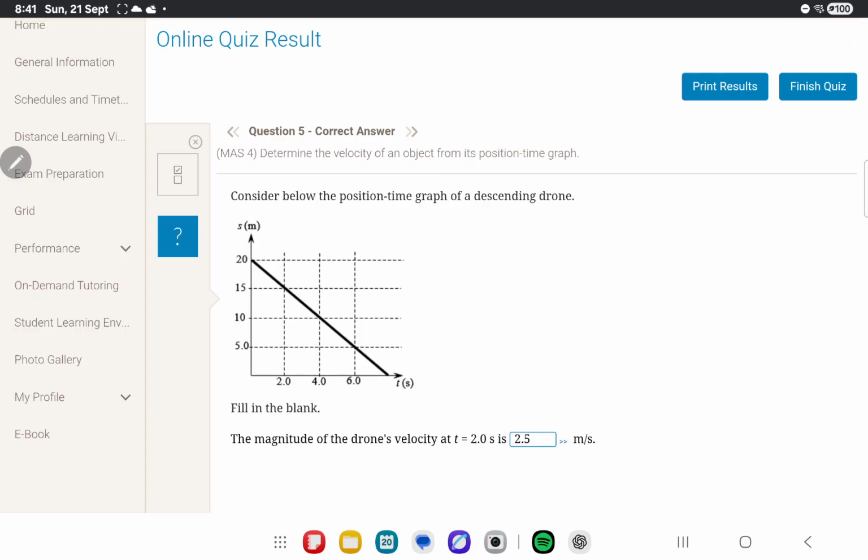Question 5. Here is where people will get confused: they'll skim reading the question, and they won't see that this is just asking for the magnitude. They think it's asking for the full velocity. Why is this an important distinction? Because you can see that this is going downwards, right?